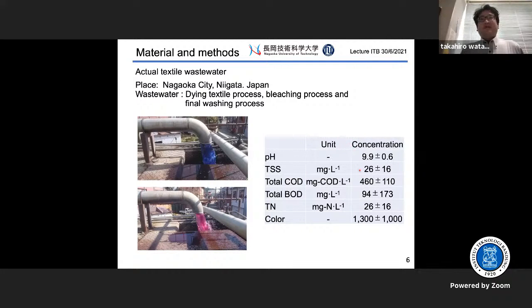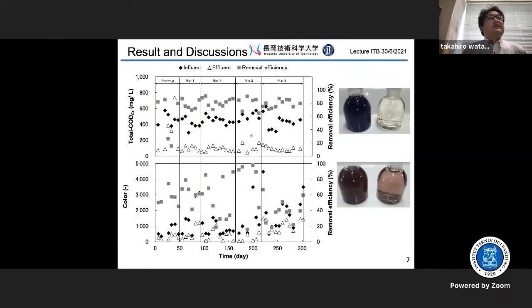The characteristics of the wastewater are here. Comparing with Indonesia, I think this is low strength textile wastewater. This figure shows the total COD concentration and the color during the experimental period. The right side shows pictures of the influent and effluent. As you can see, for the blue color we can get very clean water, but in the case of red dye wastewater, it becomes a little clearer, but not very clear.